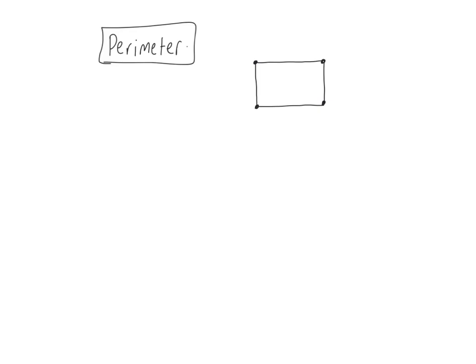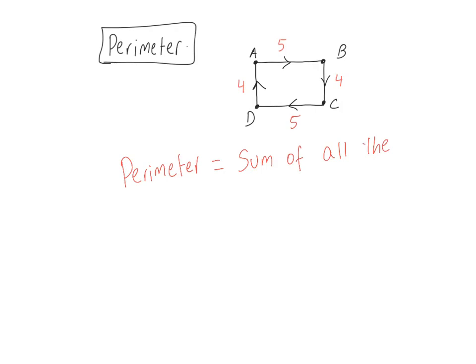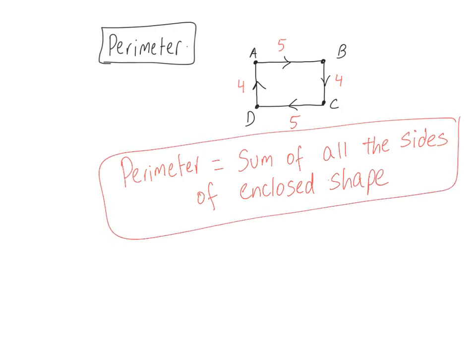So imagine if you were to walk from points A, B, C to D and back to A. So this is your direction. So let's say this is 5 and this is 4, then you walk 5 again, then you walk 4 again. So the perimeter is just the sum of all the sides of the enclosed shape. So you just add all the sides and you get the perimeter.